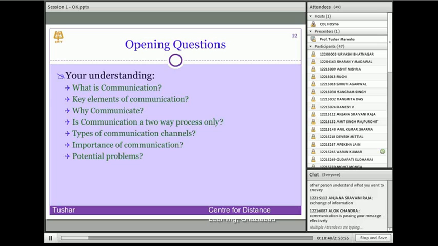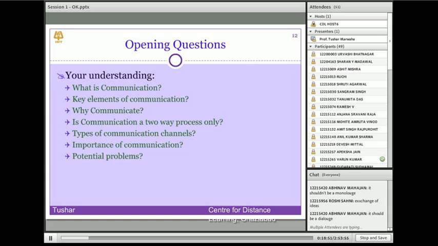I think if we go through the chat window, we've covered all of it. So let me just put it down in brief. Communication has 5-6 key elements. It has an idea, it has exchange, it has effectiveness, it has language skills, it has this concept of feedback. Okay. And one thing more.